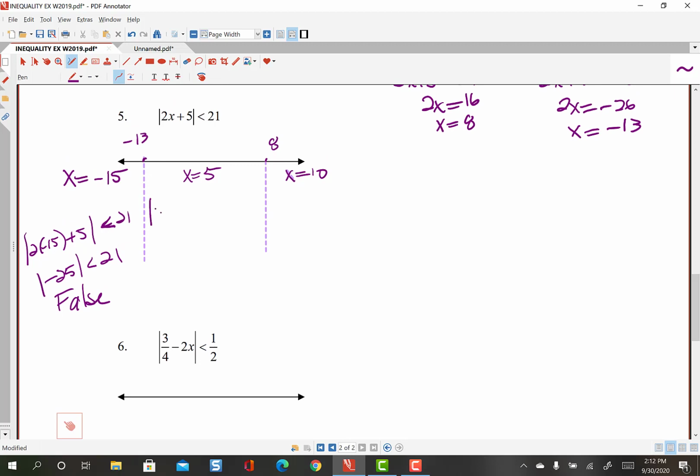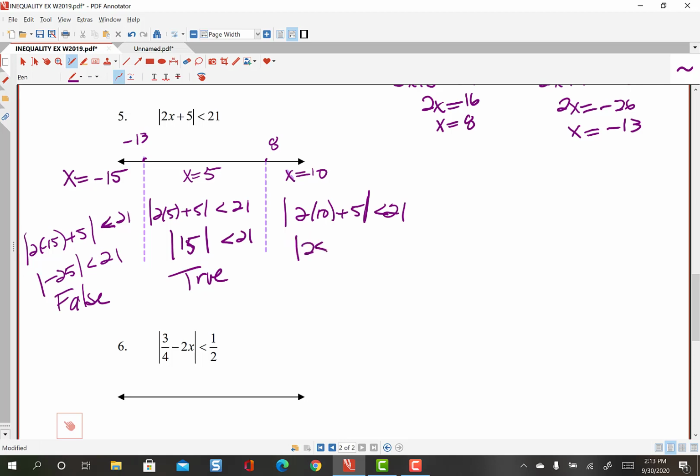All right, let's try the one here in the middle. So I'm going to have the absolute value of 2 times 5 plus 5. So this is going to be the absolute value actually of 15, which is less than 21, which happens to be true. Now over here I have 2 times 10 plus 5. So my goodness, what is this? 25. So I ended up with 25 again. So absolute value of 25 less than 21. It's still not true. That's going to be false. So this is going to be true here in the middle.